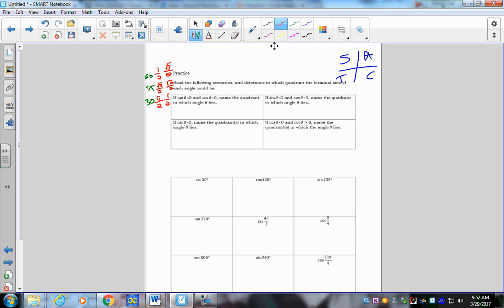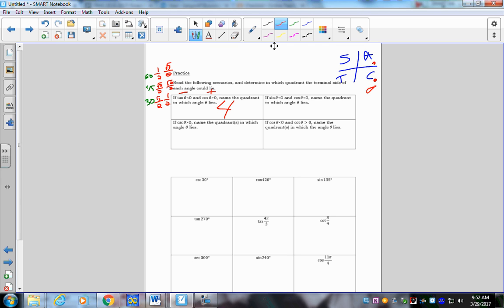All right, so it tells me that if the tangent is less than 0, meaning if tangent's negative and cosine is positive, which quadrant would my angle be in? Okay, well, let's think about our positives first because there's less of those. Cosine is positive in which two quadrants? Here and here. Well, in which of those options is tangent also negative? Only in quadrant 4 is it negative. So quadrant 4 is where that angle would fall.